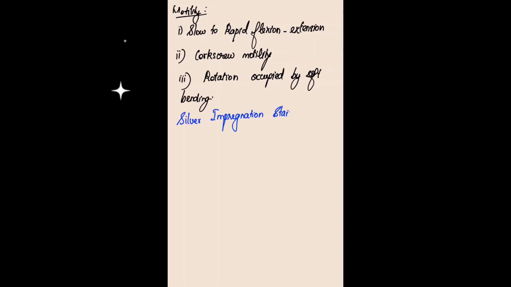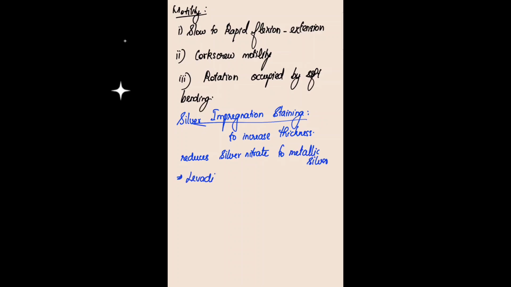Then we can also do silver impregnation staining, which is used to increase the thickness. Treponemes reduce the silver nitrate to metallic silver deposited on the surface. We can use Levaditi stain and Fontana stains. Now let's move on to culture, which is non-cultivable but it can be maintained in rabbit testis.